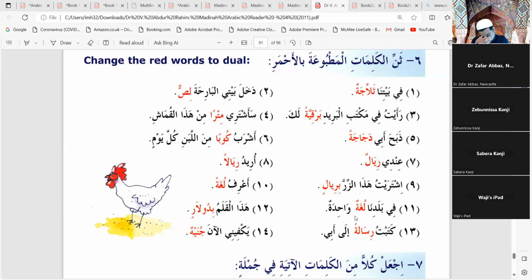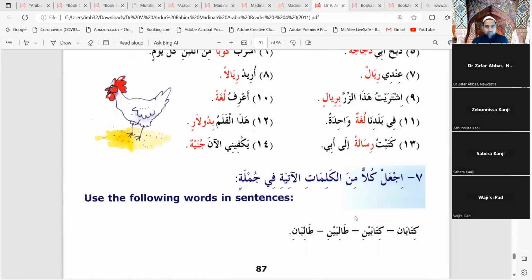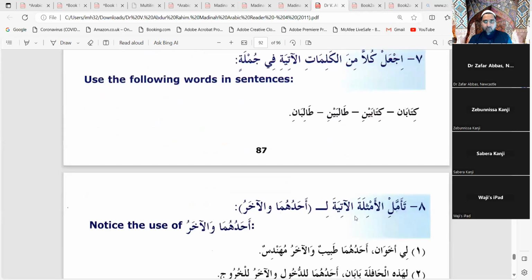Sa'ashtari mitran min hadha al-qumashi. Sa'ashtari mitraini min hadha al-qumashi. أشرب كوبا من اللبن كل يوم. أشرب كوبين من اللبن كل يوم. أريد ريالا. أريد ريالين. أعرف لغة. أعرف لغتين. هذا القلم بدولار. هذا القلم بدولارين. Right. يكفيني الآن جنيه. يكفيني الآن جنيهان. Right. Junayhani. So 2 pounds is sufficient for me. Perfect.